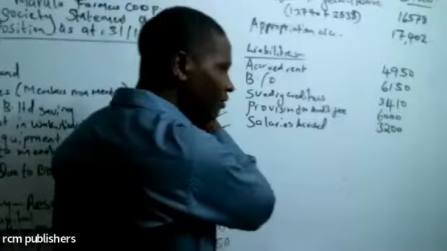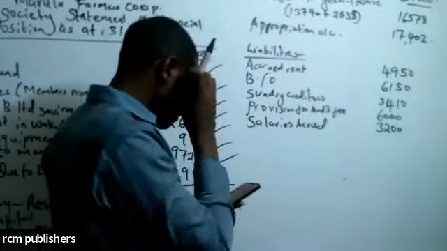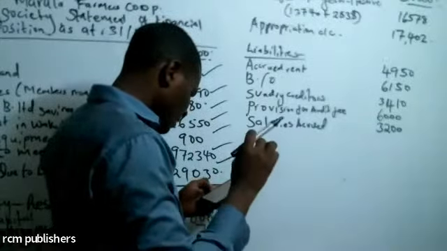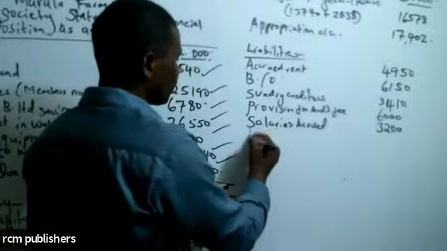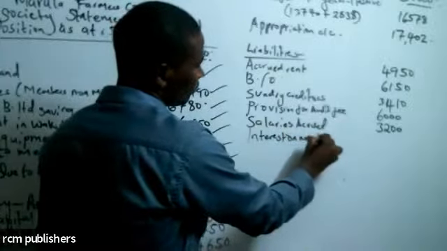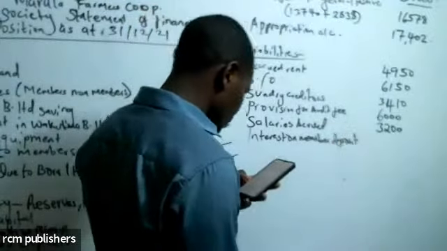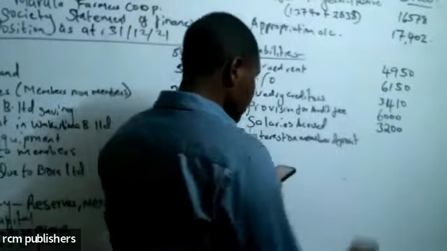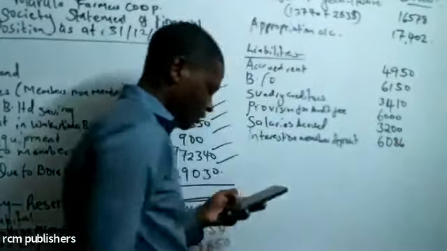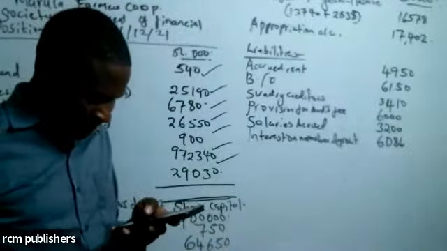All right. Now we have this other thing, the 60, 68. What is that? 60 something that was interest on members' deposits accrued. Interest on members' deposits, 6086. It was just provided for, but was not paid. 6086. Any other item, class, that maybe we have left?